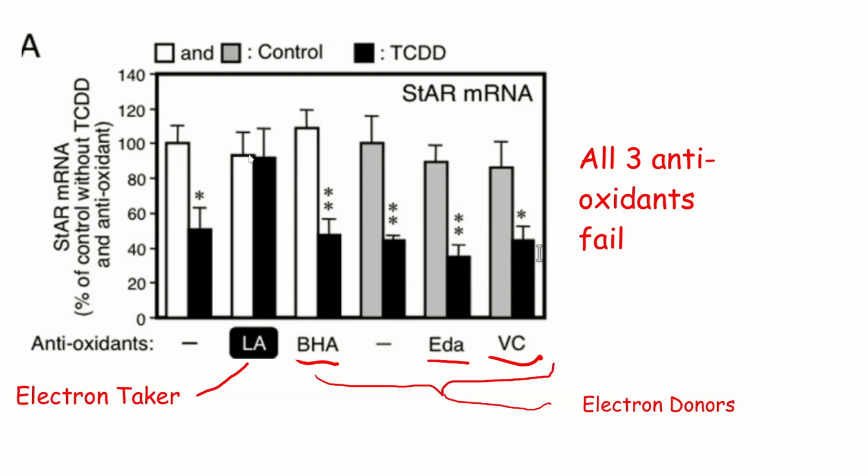Lipoic acid, it completely reverses the problems caused by the TCDD. The star mRNA is exactly what it should be, because lipoic acid is an electron taker and it's oxidizing the NAD pool, and you need an oxidized NAD pool.